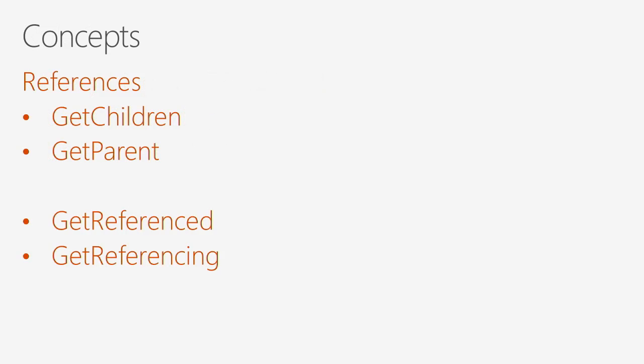Next concept, references. This is critical to being able to figure out your way around the database. So if you've got all these T-SQL objects and you have no idea what's what, how on earth do you say get a table and then find its children columns, right? Which is kind of what you're going to want to do for automation. So there are 4 things you need to know. Get children, get parent. Hopefully those 2 are fairly obvious. And get referenced and referencing.